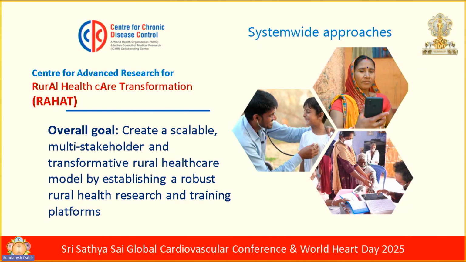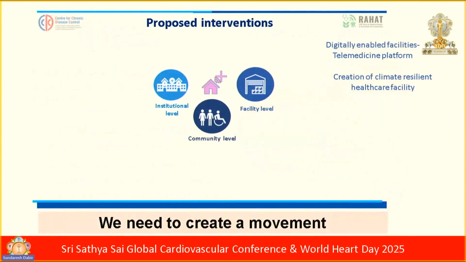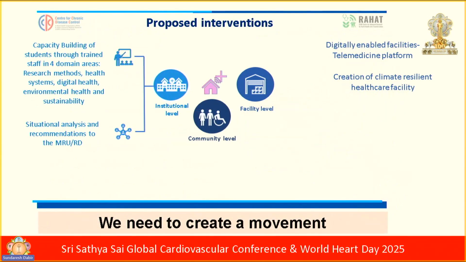Lastly, we need system-wide approaches. It's important not only to focus on the individual, but to focus on the system, to change and create a scalable, multi-stakeholder and transformative rural healthcare model. We adopted six medical colleges, and each of these medical colleges has a rural health training center. And there we are building capacity through trained staff in four domain areas: research methods, health systems, digital health, and environmental health and sustainability, many of which are not part of the curricula.